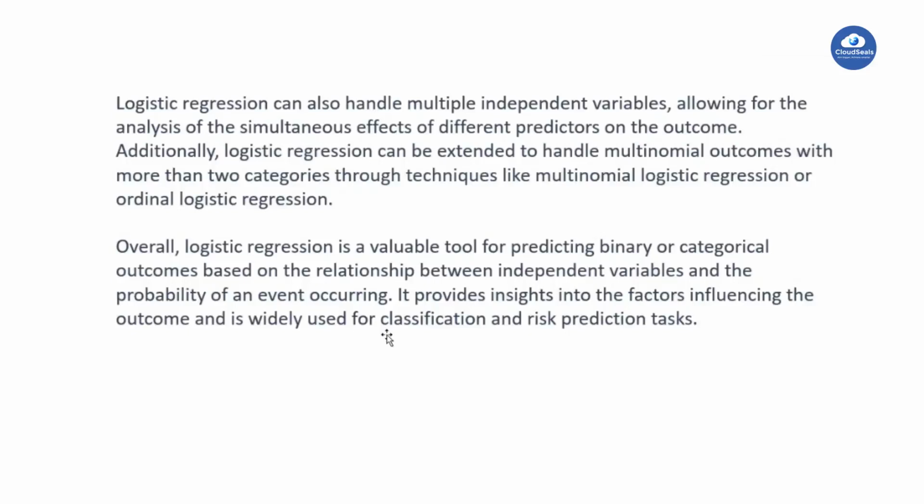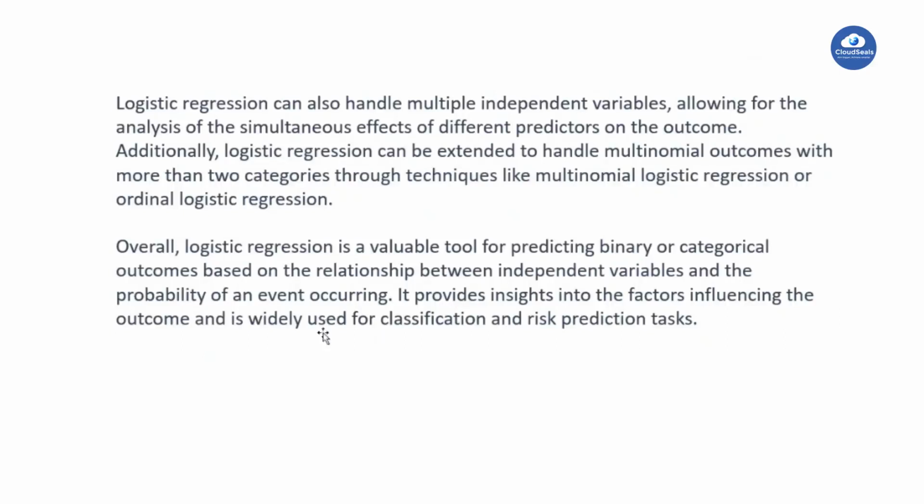And in logistic regression, there are two types. One is binary logistic regression, and the other is multinomial logistic regression. If we have two classes in the dependent variable, we call it binary logistic regression. If we have more than two classes in the dependent variable, we call it multinomial logistic regression.